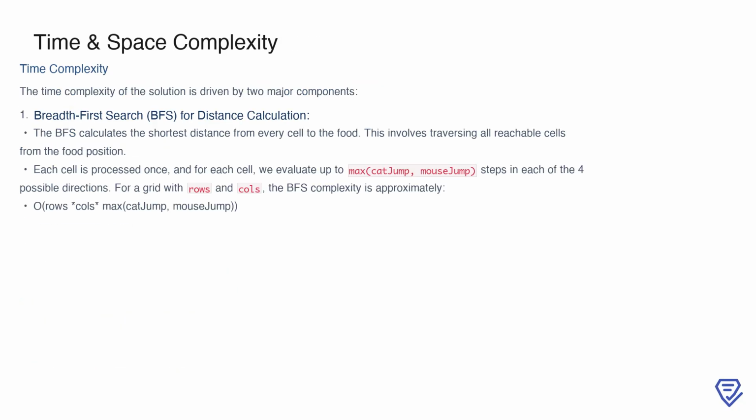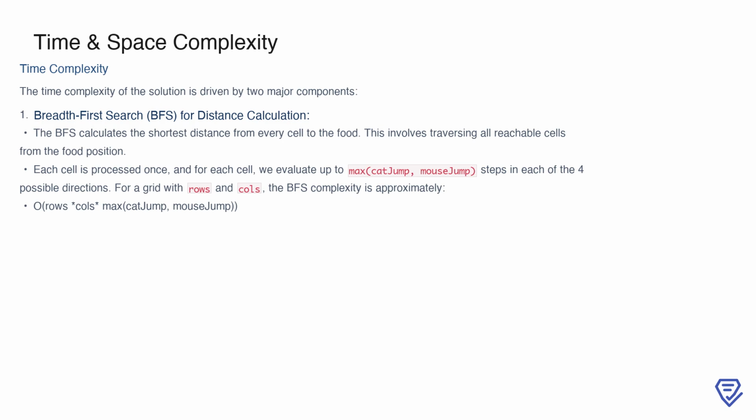The time complexity of the solution is influenced by two main factors. First, we have the breadth-first search, or BFS, which is used to calculate the shortest distance from every cell on the grid to the food. This process involves traversing all reachable cells starting from the food's position. Each cell is processed just once, and for every cell, we evaluate up to max(cat jump, mouse jump) steps in each of the 4 possible directions.